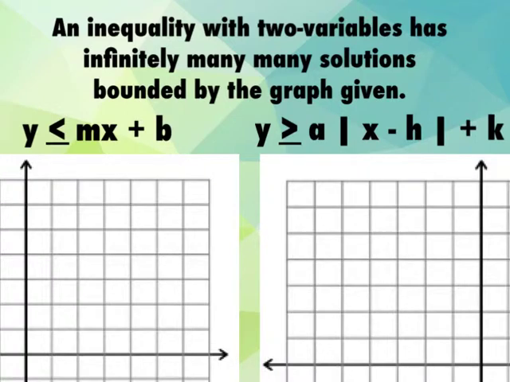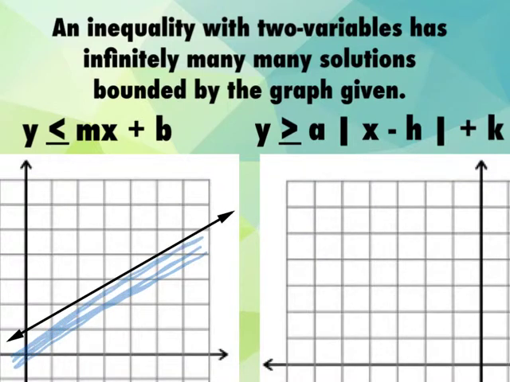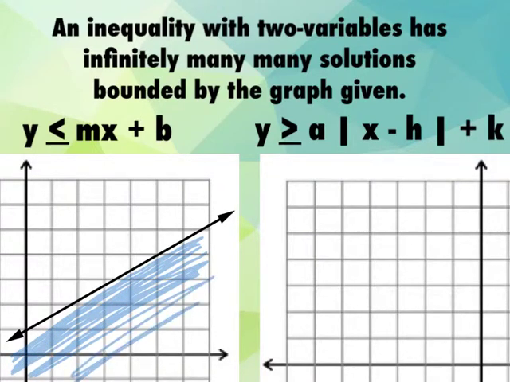So if we had an equation of the line, like y equals mx plus b, we would graph that line. This is just some random line. It says less than, so that means that all of our possible solutions are going to be underneath that line. And so we would shade beneath that line.